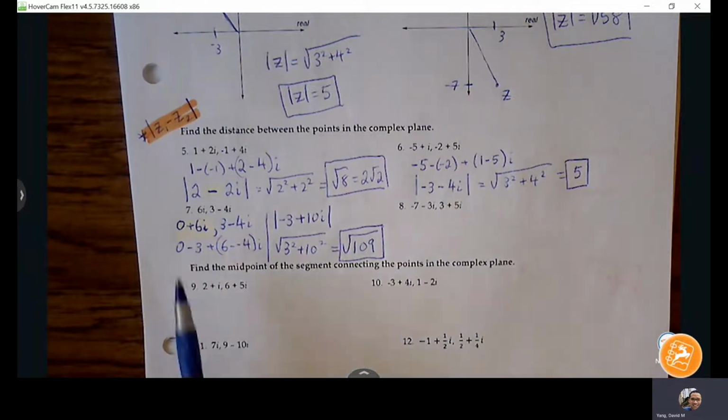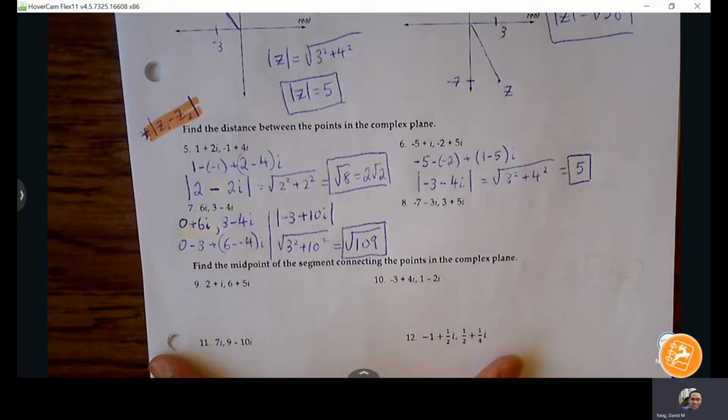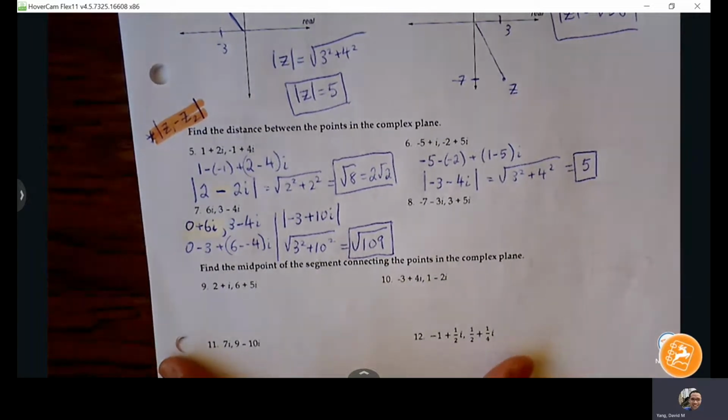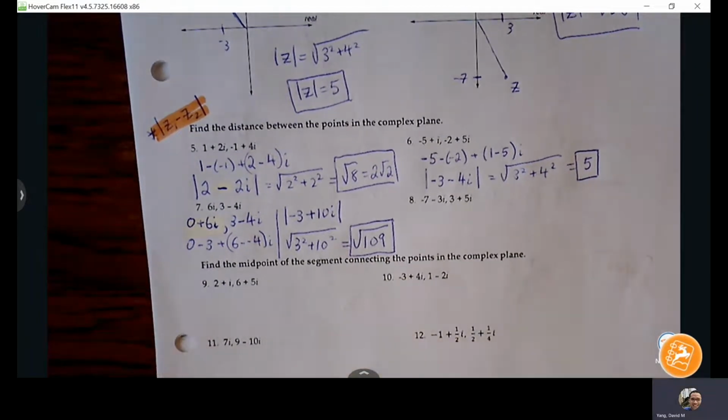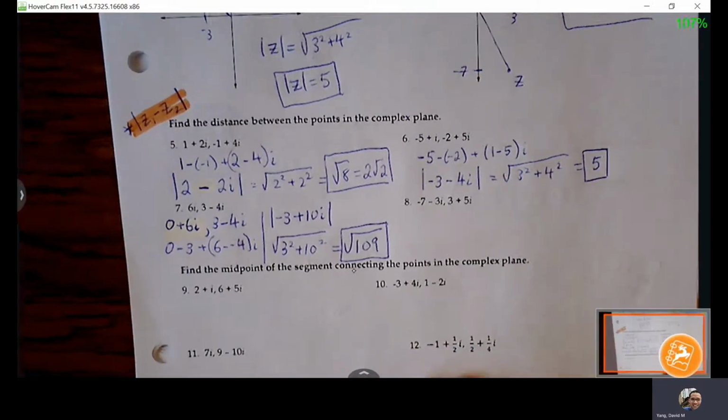Just be careful with number 7. The real portion is missing, so what's another way of writing 6i? Not 1, but 0. 0 plus 6i. And that can help you see the 0 minus 3. That's going to be part of the subtraction there.